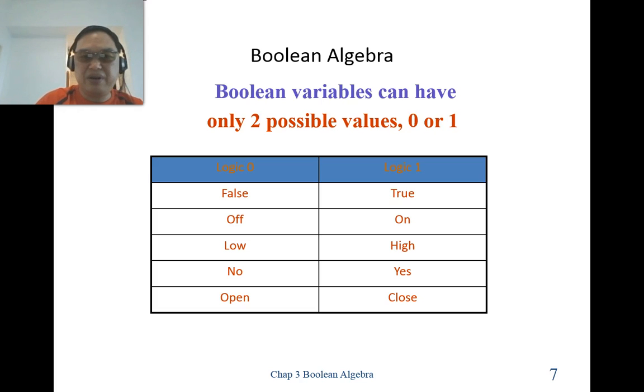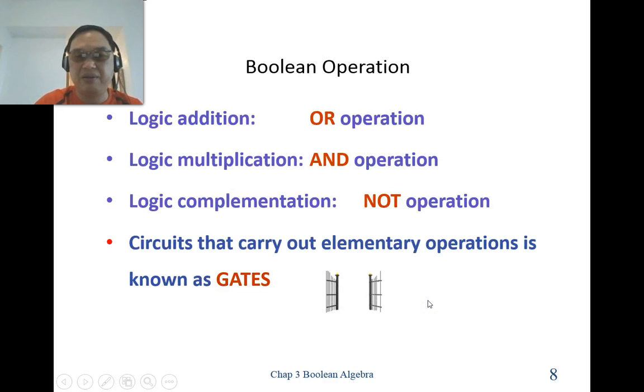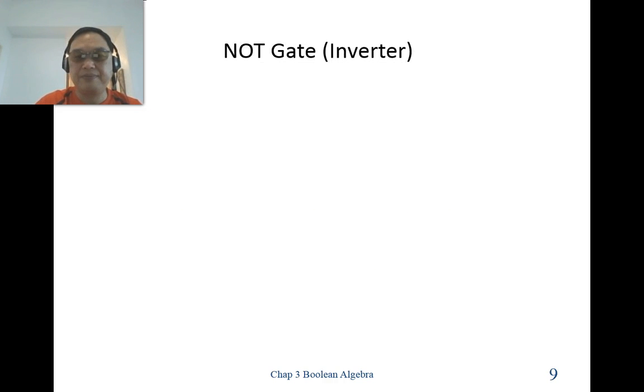Boolean algebra, all right. We are talking about two possibilities, 0 or 1, either true or false, on or off, high or low, yes or no, open or closed. Nothing more than that. Logic OR operation, what is logic OR operation? What is logic AND? What are NOT operations? The circuit that carries out an elementary operation is known as a gate. Condition satisfied, they open the gate for you to get through. Condition not satisfied, the gate will be closed. As simple as that.